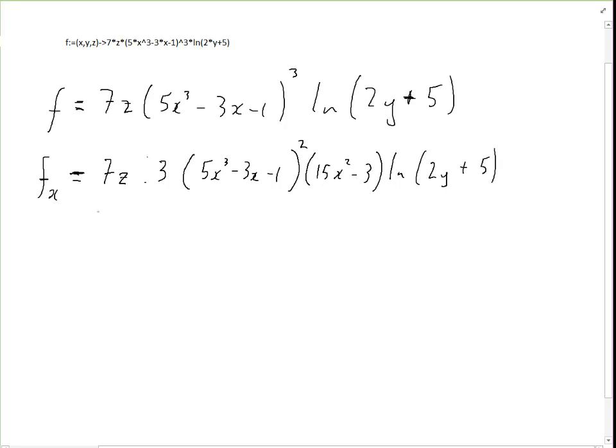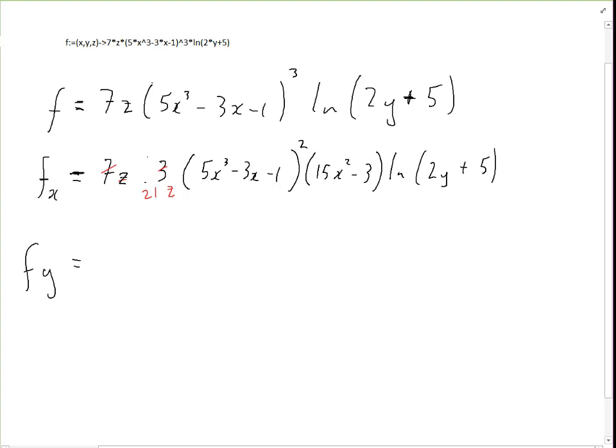And you can tidy this up a little bit. So this would be equal to 21z times that. So you could cross this off, but 21z times all of this. I think the others are slightly easier than that.